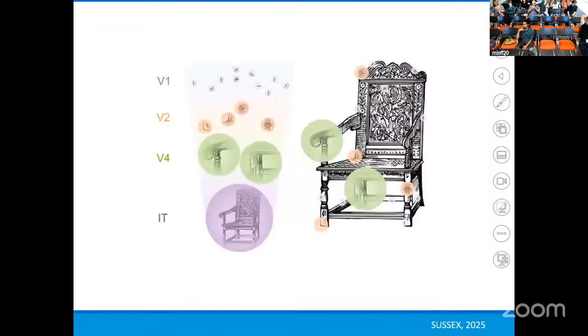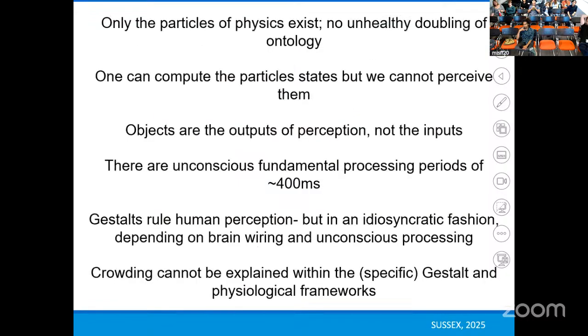Okay, I'm skipping the two slides because I'm really too long. I think more or less everything what I said. I think what's out there is what physics describes to us. We cannot see what physics is doing. The objects are the outputs of perception. And I think the fundamental perceptual processes are time-consuming, long processes, maybe up to 400 milliseconds. And yeah, that's more or less the main message.